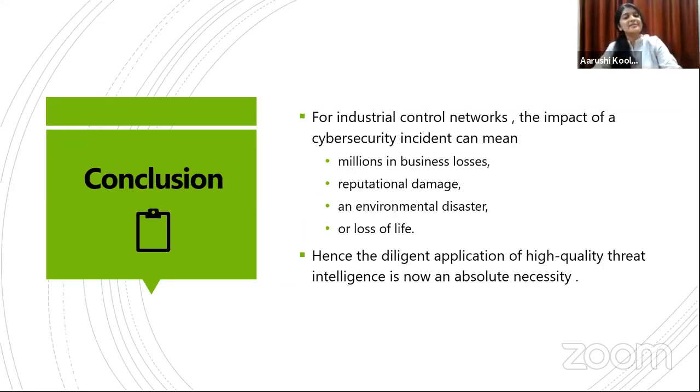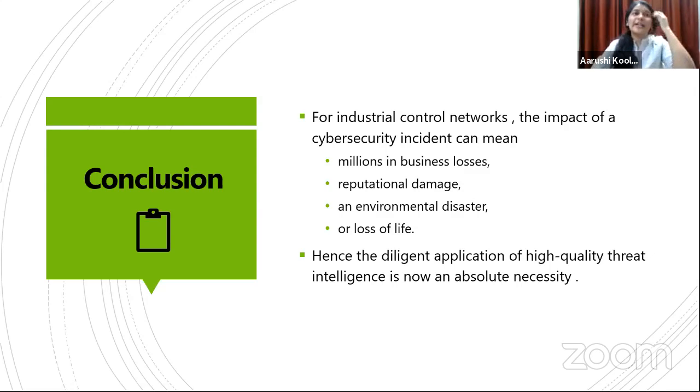So, in conclusion, I will say that for industrial control networks, the impact of a cybersecurity incident can mean millions of business losses. If there is an attack on some system, like the recent attack I have seen on the Z5 streaming platform, people stop believing in that firm. People reduce the usage.